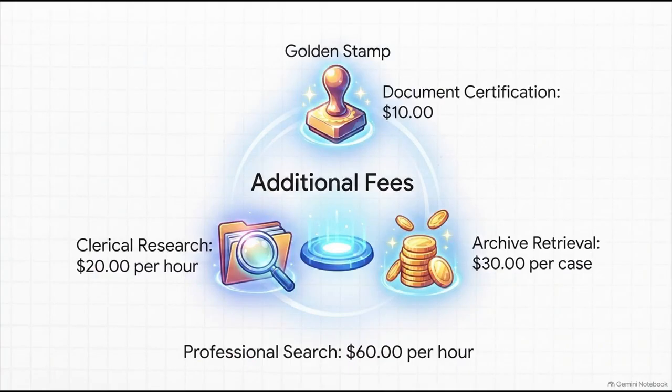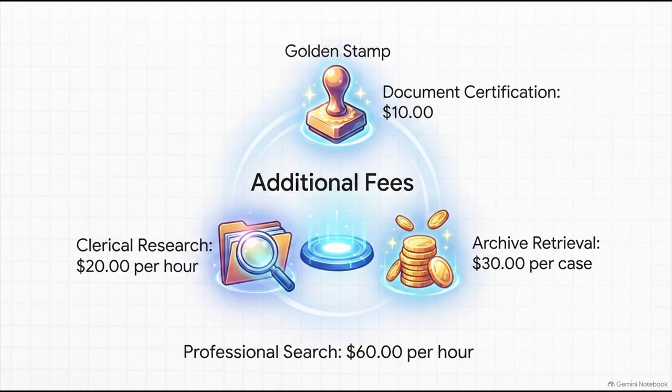And the costs jump up even faster for special administrative requests. Need a document officially certified with a raised seal? That'll be $10. If a clerk has to physically go pull an archived file from an off-site location, you're paying $30 per case. And if you need them to do complex research on your behalf, you are literally going to be billed for their time. Anywhere from $20 an hour for clerical work, all the way up to $60 an hour for professional legal searches.